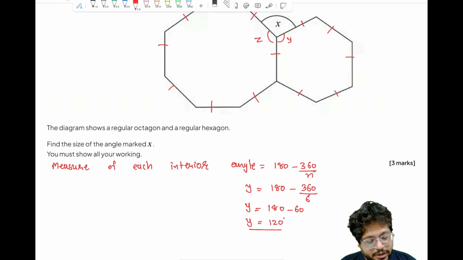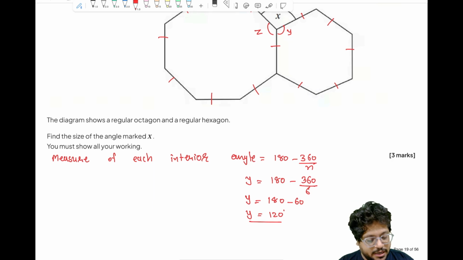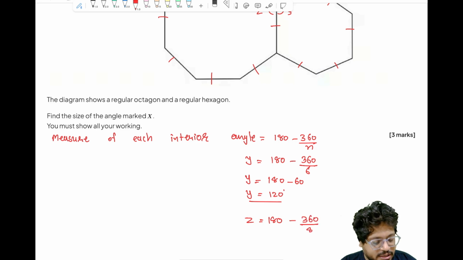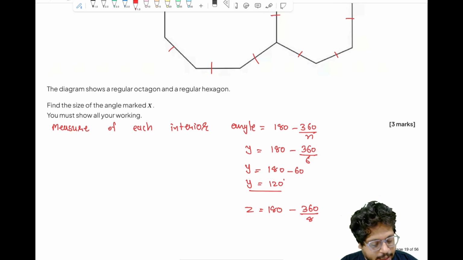So y we already have, 120. Now similarly for z, z is equal to 180 minus 360 upon 8, because it's an interior angle of a regular octagon. So z is equal to 180 minus, sorry, 360 upon 8, that is 45. So z will be 180 minus 45, that is 135.